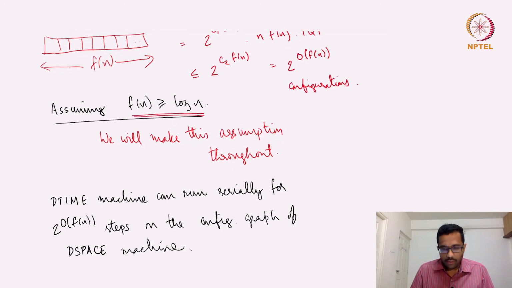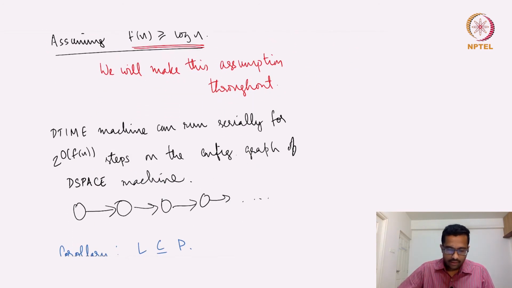Now we know that there are 2^O(f(n)) configurations, right? Let's say this red one is the starting configuration. It's a deterministic space bounded machine, so it is followed by another configuration, and another, and we need to keep going like this till we hit accept or reject. The computation ends when you reach accept or reject. But how many steps should this computation go?